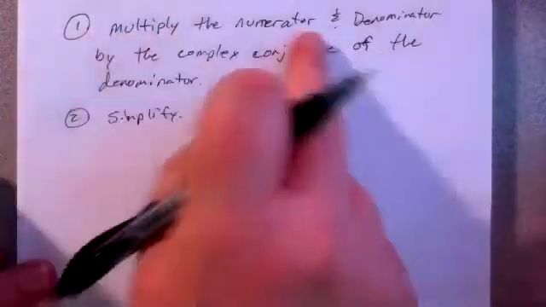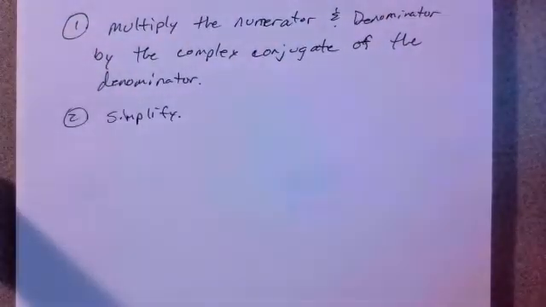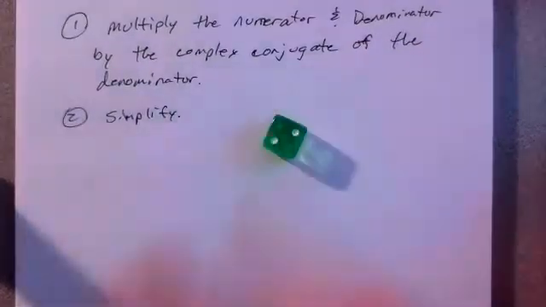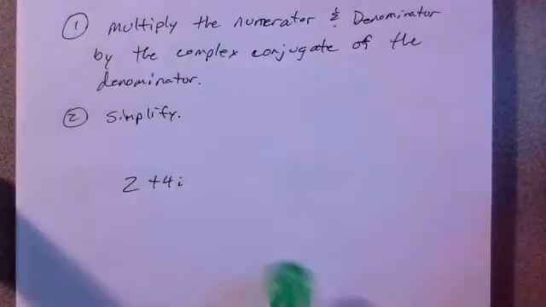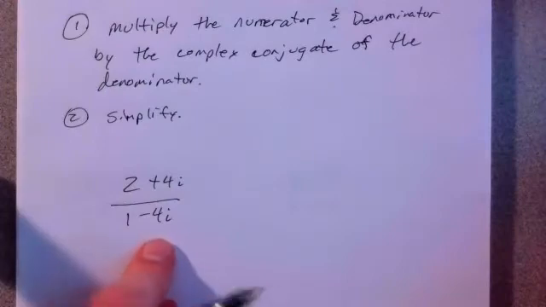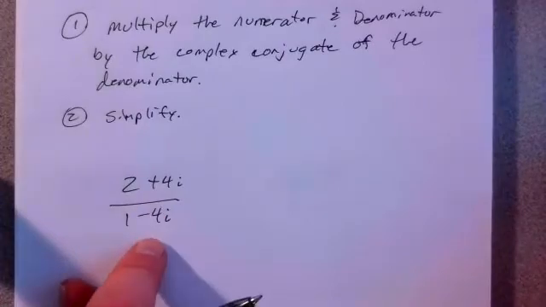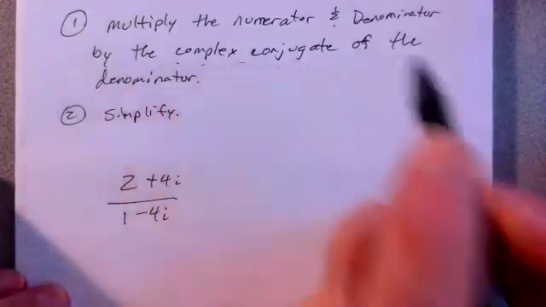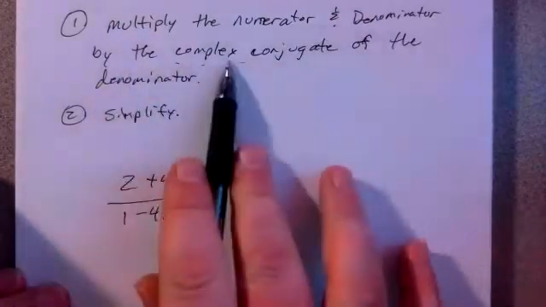So let's take a look at what this really looks like. Multiply the numerator and the denominator by the complex conjugate of the denominator. What does that really mean? Let's just take a random number: 2 plus 4i divided by 1 minus 4i. So here we have 2 plus 4i over 1 minus 4i. If you're trying to figure out what a complex conjugate is, I have a video for that. You should have watched it already. I'm going to multiply the numerator and the denominator by that.